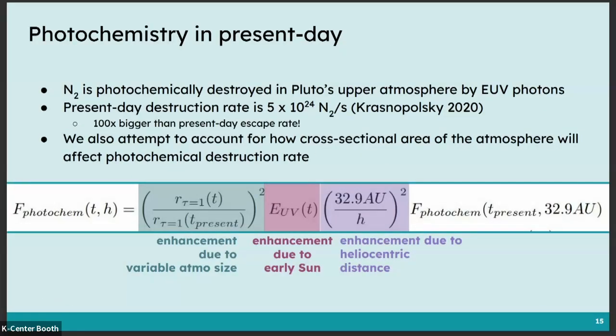And if we look at the photochemical destruction, we have estimates for the photochemical destruction rate for Pluto at the present day, and then we simply scaled that present day rate based on these three factors here. So when Pluto's atmosphere is more extended, Pluto represents a larger cross section, and so we account for that effect, and then we also account for both the early sun behavior and the varying heliocentric distance as Pluto is being pushed outwards.